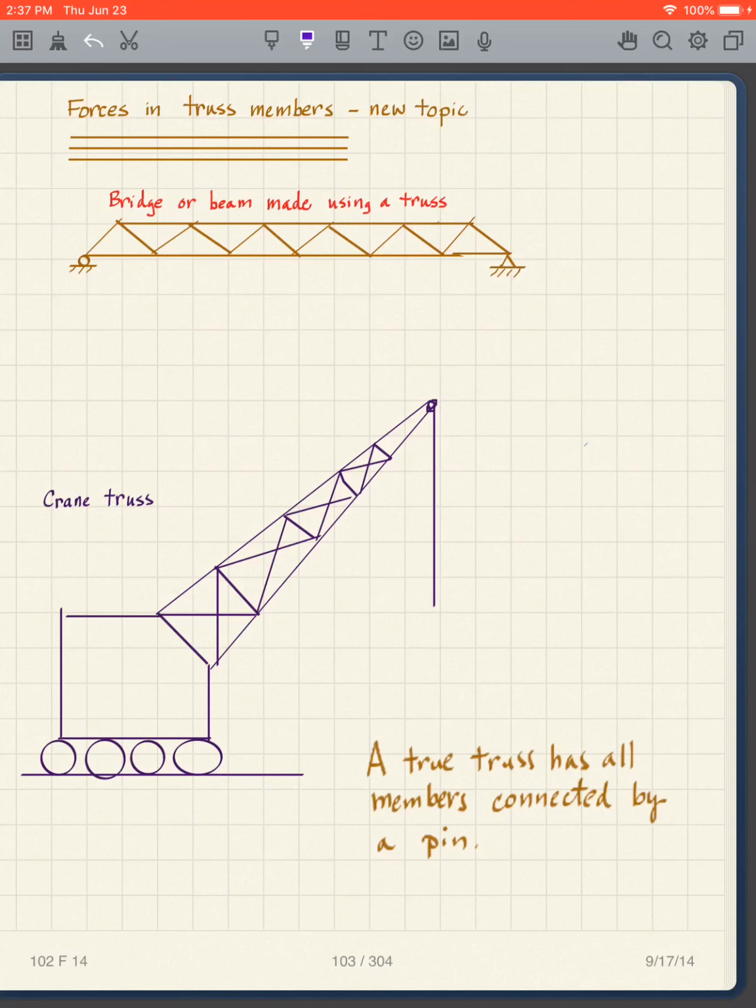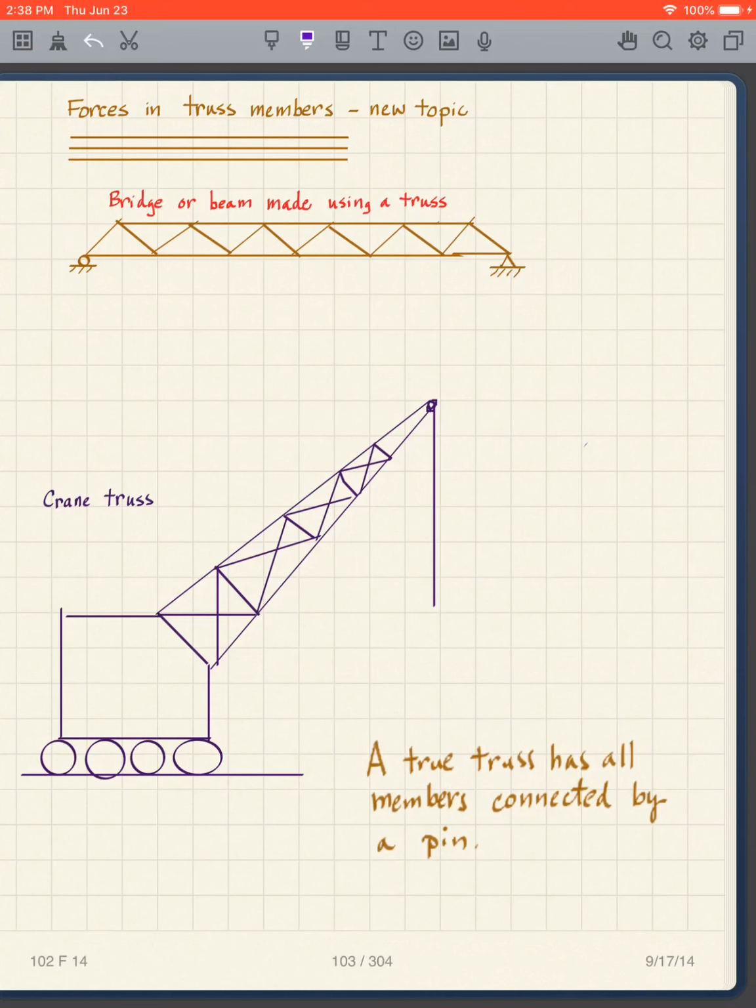In the same way that when we did our reactions, we looked at the type of support that we had. If we had a pin, we knew that we had an X and Y. If we had a roller, we only had a Y, for instance. Now the same thing is going to be true with the truss members. We have to figure out what a truss member resists.